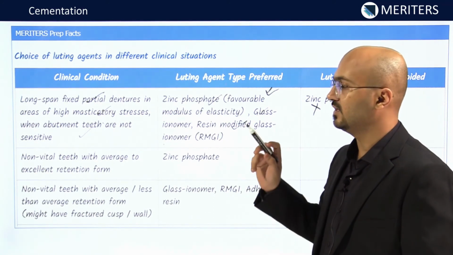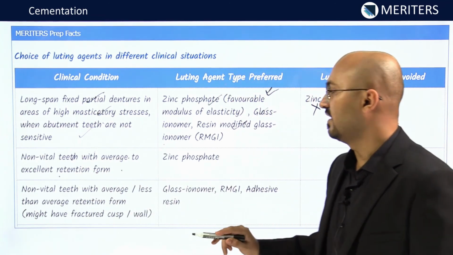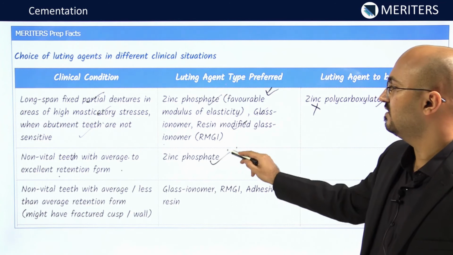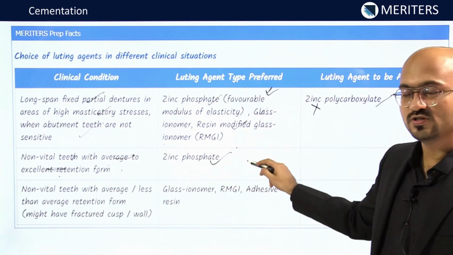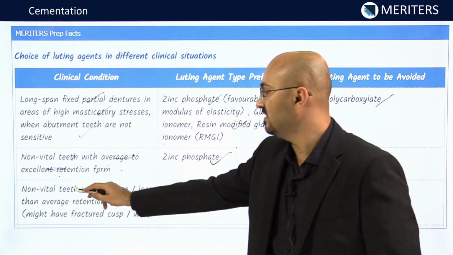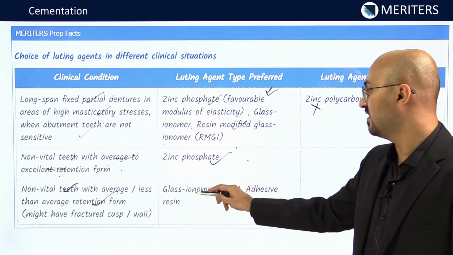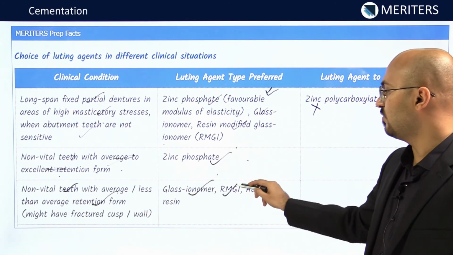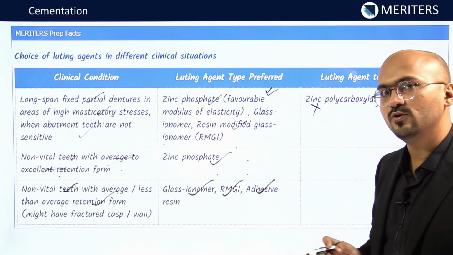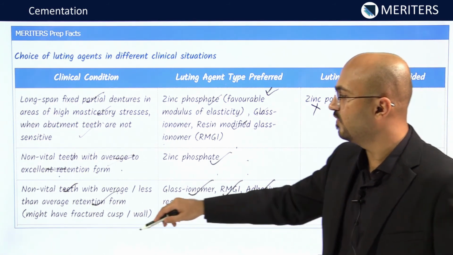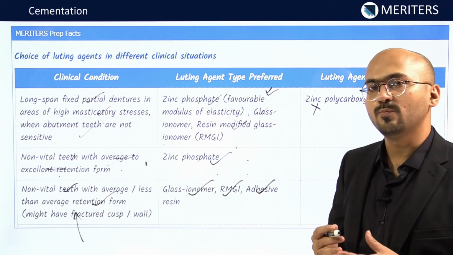Then coming to non-vital teeth with average to excellent retention form. In that case you will use zinc phosphate. If the retention form is excellent to average, you will use zinc phosphate cement. And if non-vital teeth having poor or lower retention form, you want chemical bonding, so you can use glass ionomer cement or resin modified glass ionomer cement, or definitely you can use adhesive cement because they adhere very well to the crown and the tooth both. So here you will need more adhesive kind of a cement, and here you will need more mechanically supporting kind of a cement.